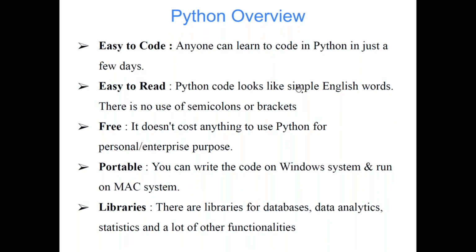Easy to read. Python code looks like simple English words. There is no use of semicolon or brackets. That's also one of the good points, because in C, C++, or Java, for a particular block, suppose you are writing a for loop, or a function, or a while loop, you have to provide an opening and closing bracket to explicitly specify that this is one block, this is my for loop. But Python does not have any concept of opening and closing brackets, and even the semicolon is not required. So just by looking at a simple text file, you can understand what exactly the developer who has written the code wants to achieve.